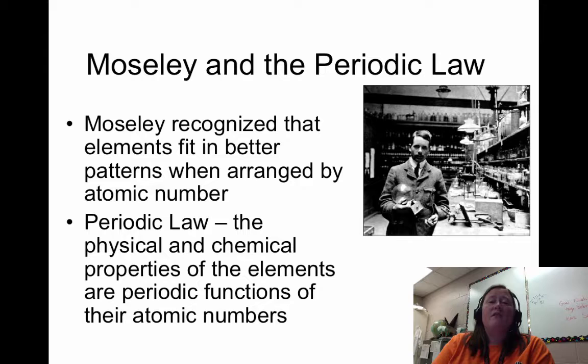So the periodic table is arranged according to the number of protons, or the atomic number of each of the elements, and the trends that we see are best seen when the periodic table is arranged that way.